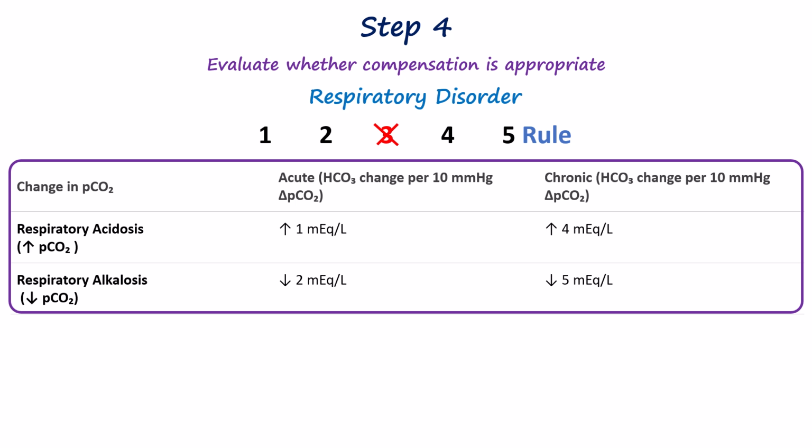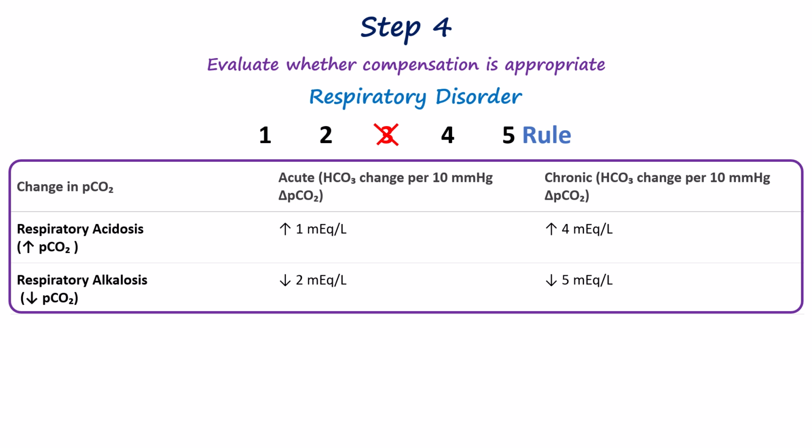Respiratory alkalosis follows the same principles. The acute form shows bicarbonate decreasing by roughly 2 millimole per liter for every 10 millimeters of mercury decrease in CO2, while the chronic version demonstrates a more substantial decrease of about 5 millimoles per liter due to renal adaptation. If bicarbonate levels do not drop as much as expected, this may point to a coexisting metabolic alkalosis.